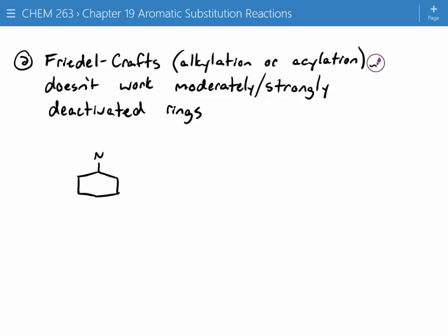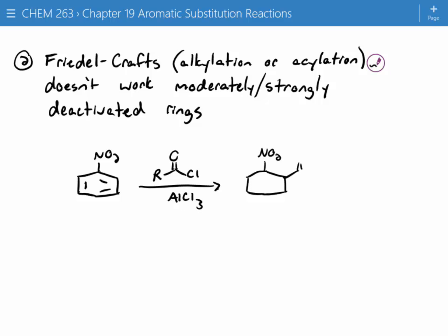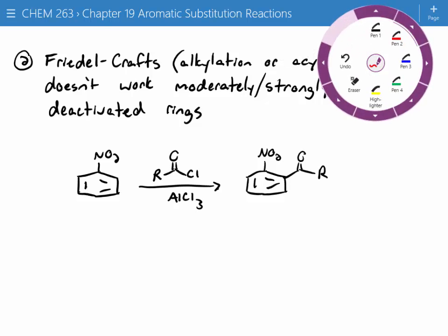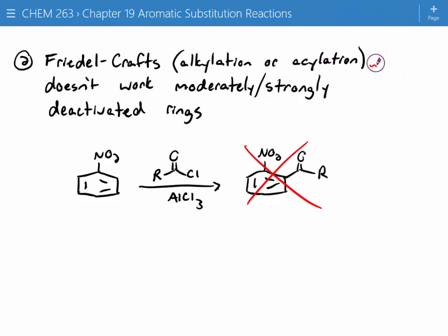So an example of this would be if we had a nitro group. Is a nitro group an ortho-para or meta director? It's meta. So if we try to do the Friedel-Crafts acylation, we would initially say, well, we should install this group in the meta position. But the problem is this reaction does not occur simply because this is too electron withdrawing.